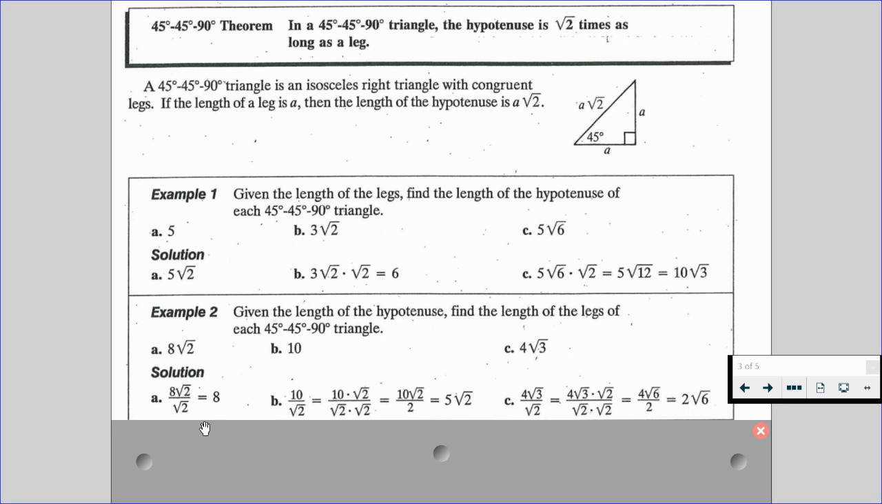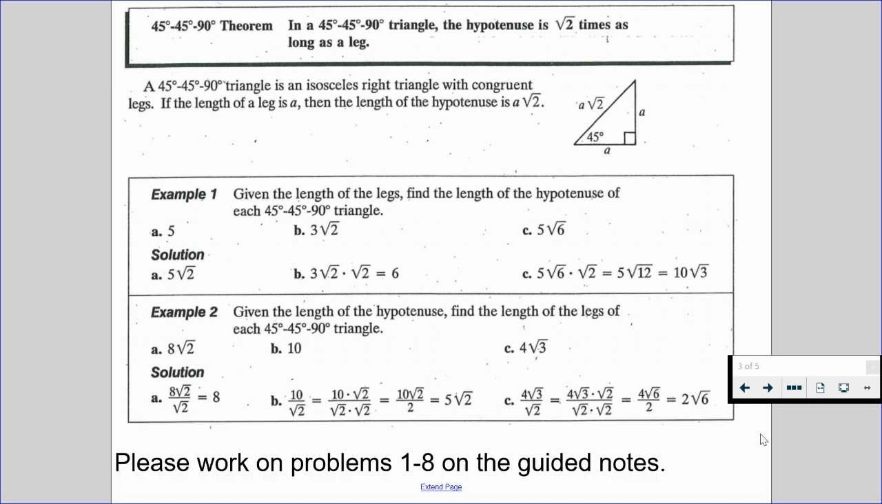For A, it's fairly straightforward. 8 root 2 divided by root 2 is just 8. For B, it's 10 divided by root 2. We have to rationalize. So we multiply the numerator and denominator by the square root of 2, and we end up with 5 root 2. For C, we have 4 root 3 divided by the square root of 2, which means, again, we have to rationalize, multiplying the numerator and denominator by the square root of 2. As we simplify this down, we get 2 root 6.